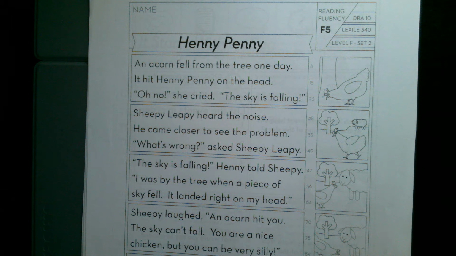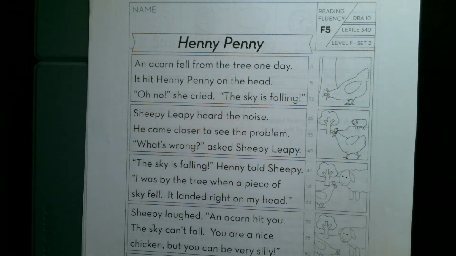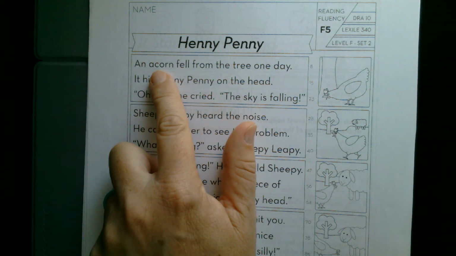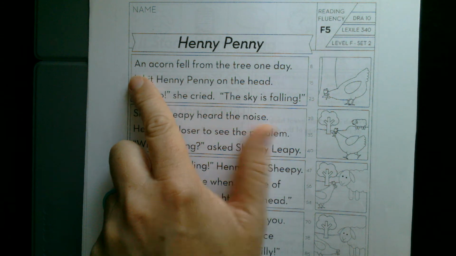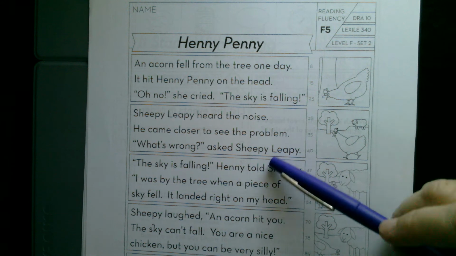So the thing you need is a paper, something to mark with, and a timer. You're going to have your child read the title, Henny Penny. Maybe look at the pictures, tell you what they're about, and then you'll say, ready, set, go. And they will start to read. And your timer is going to be set for 1 minute. And you're going to see how much your child could read in 1 minute. Wherever they stop is where you're going to mark.